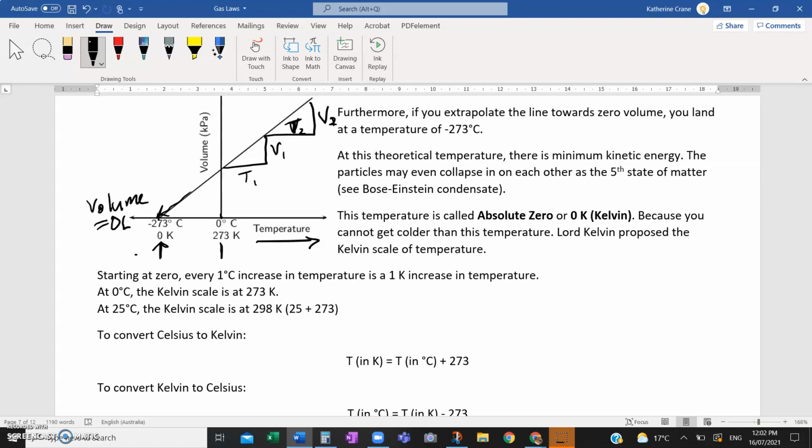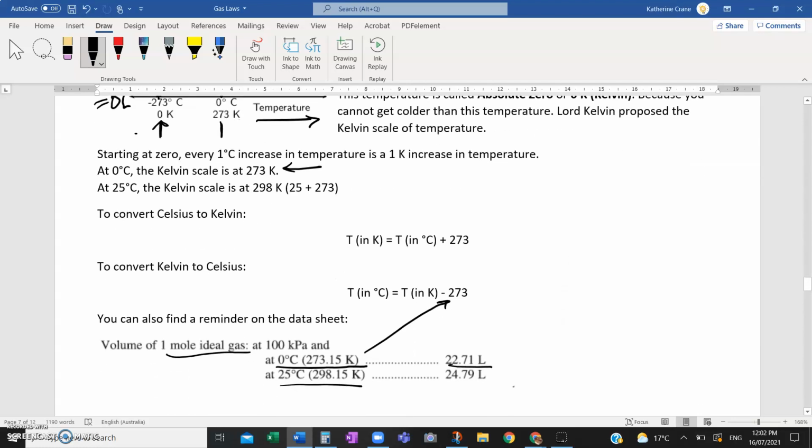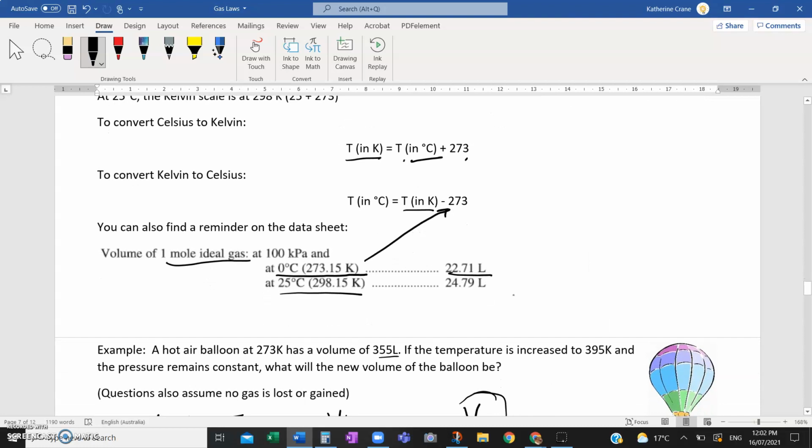So at 0 degrees Celsius, the Kelvin scale is 273 Kelvin. And at 25 degrees, the Kelvin scale is at 298 Kelvin. And that is 25 plus 273. So if we're converting Celsius to Kelvin, we get our temperature in Celsius plus 273 is our temperature in Kelvin. If we want Kelvin to Celsius, we get our temperature in Kelvin, take away 273, and we get our temperature in degrees Celsius.